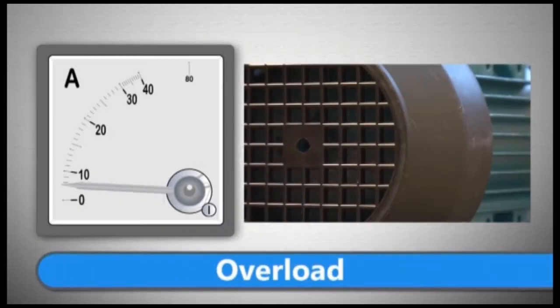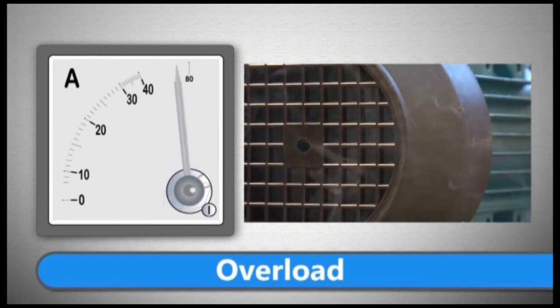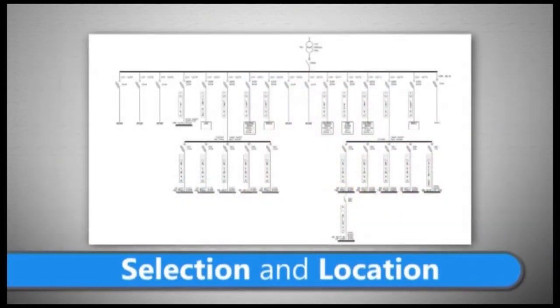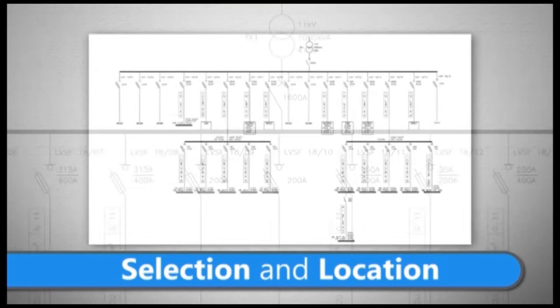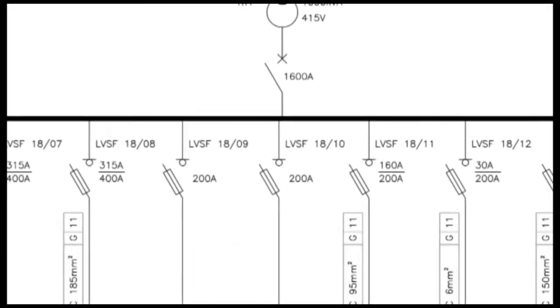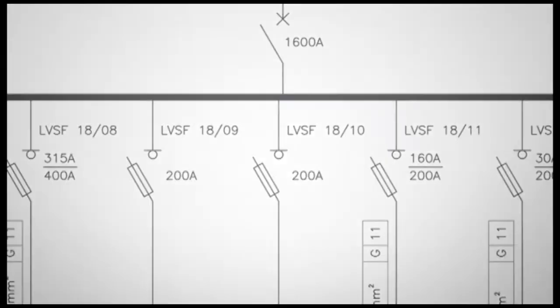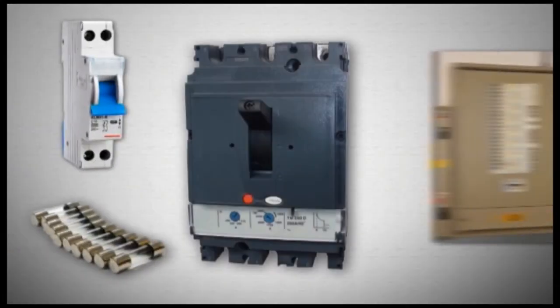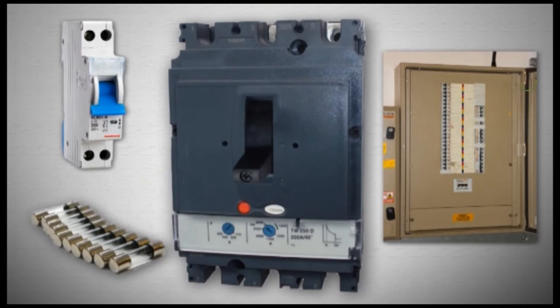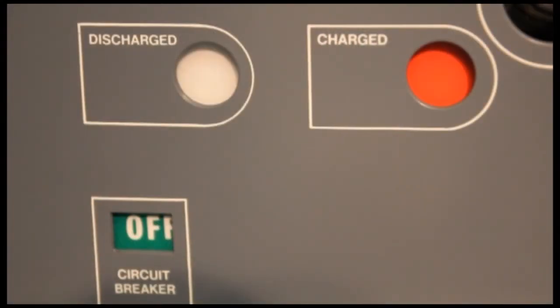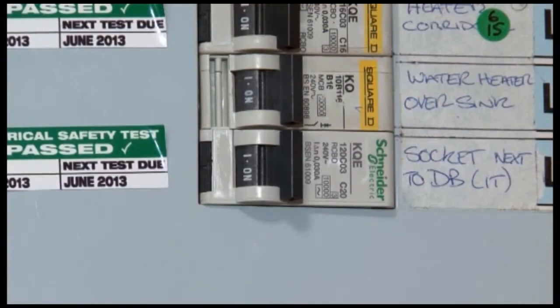A typical example of an overload is when an electric motor is mechanically overloaded and draws a higher than normal load current. The selection and location within the electrical system of appropriate overcurrent devices is an important part of the design process, and a number of factors have to be taken into account. For example, it is important to choose a protective device which will operate successfully given the prospective fault current and will be electrically strong enough to withstand the fault current which it will have to break.